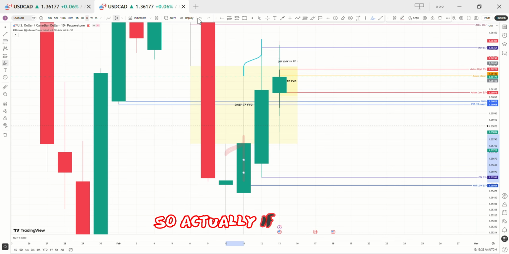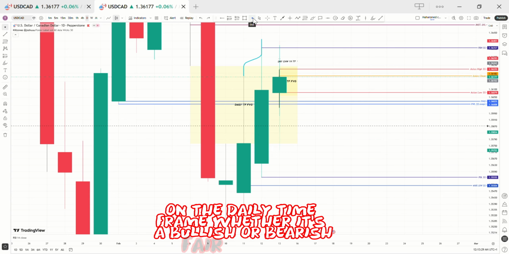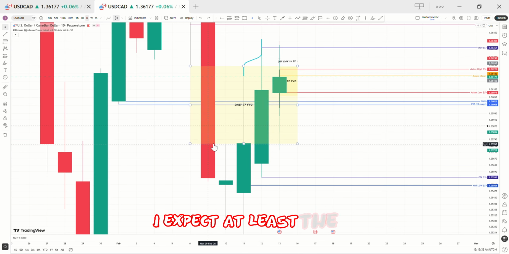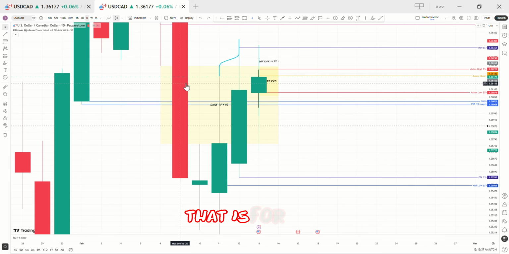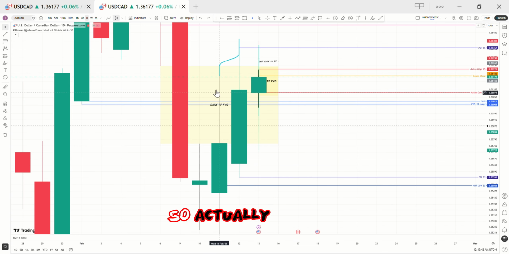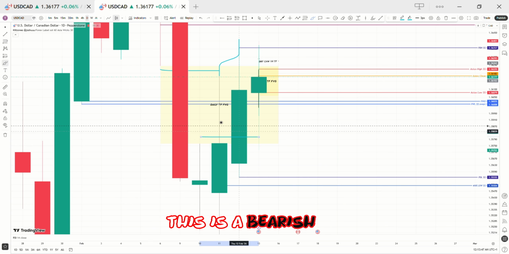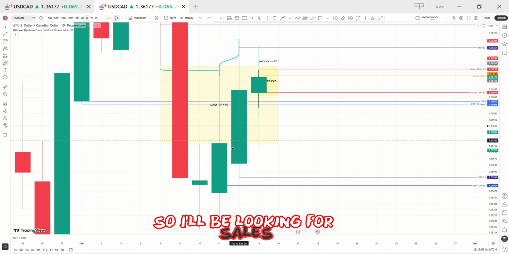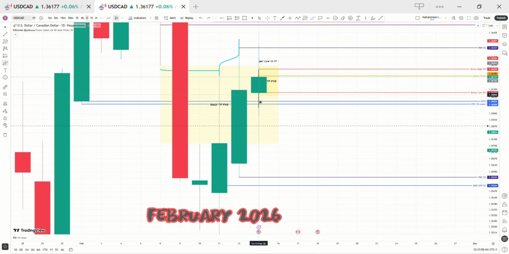So actually, if a fair value gap is filled on the daily time frame, whether it's a bullish or bearish fair value gap, I expect at least the next 3 days should be either bearish, that is for a bearish fair value gap, or bullish, that is for a bullish fair value gap. In this scenario, this is a bearish fair value gap. So I'll be looking for sales, which the third candle was today. It's today, Friday 13th February 2026.